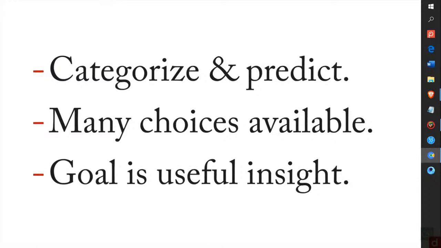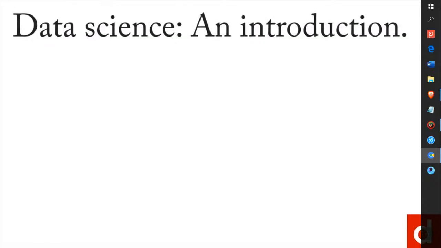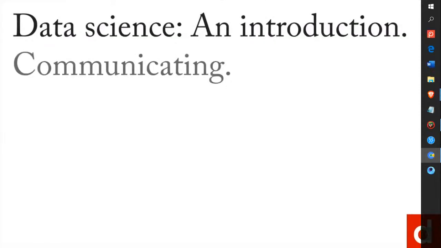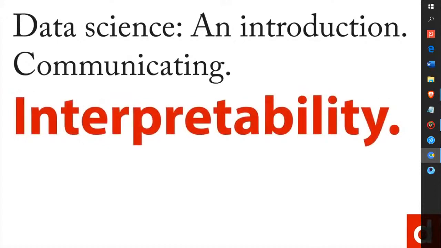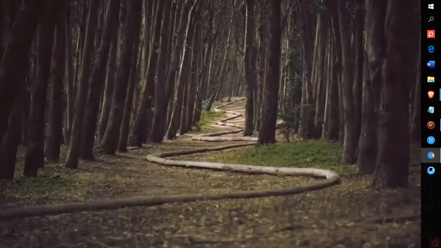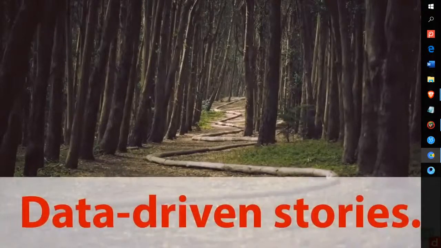Machine learning is a tool, and use it to the extent that it helps you get that insight that you need. In the last several videos, I've talked about the role in data science of technical things. On the other hand, communicating is also central to the practice. And the first thing I want to talk about there is interpretability. The idea here is that you want to be able to lead people through a path on your data. You want to tell a data-driven story. And that's the entire goal of what we're doing with data science.